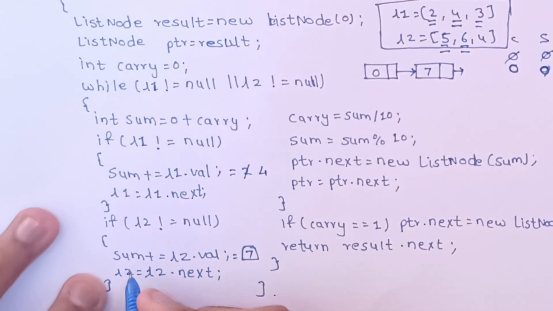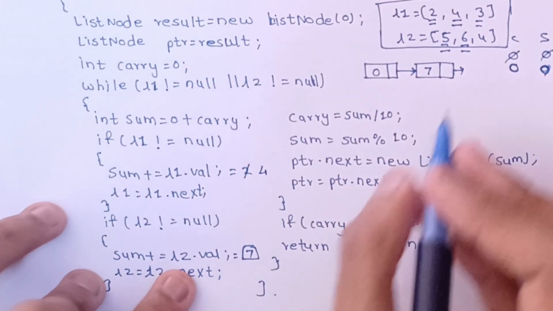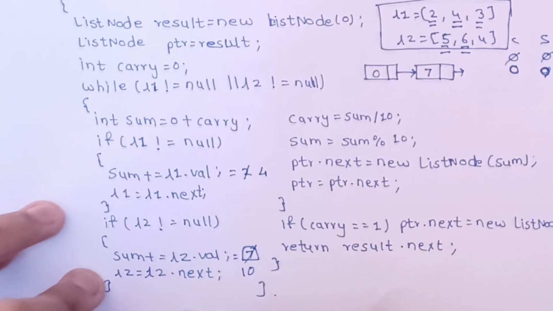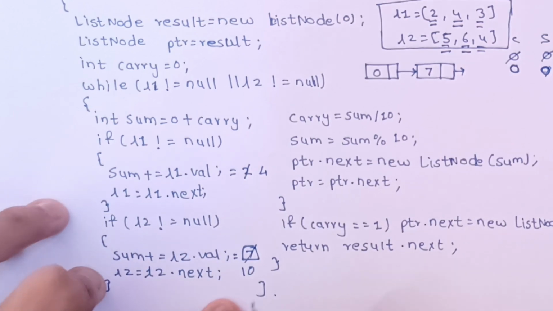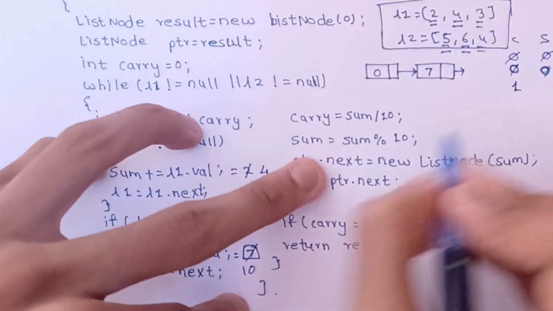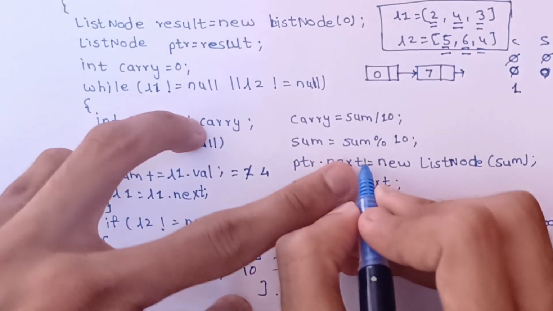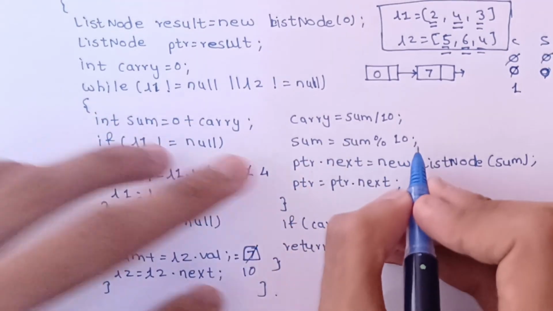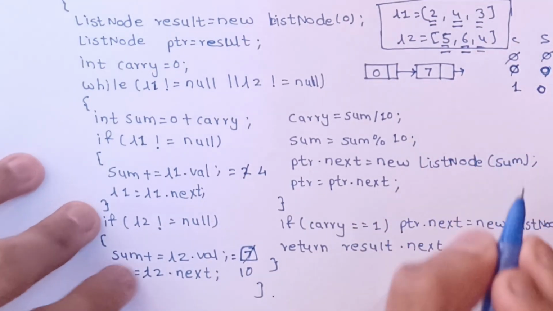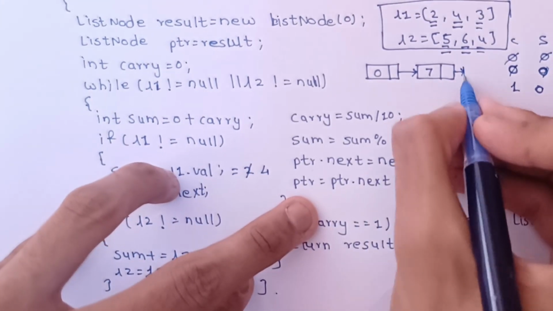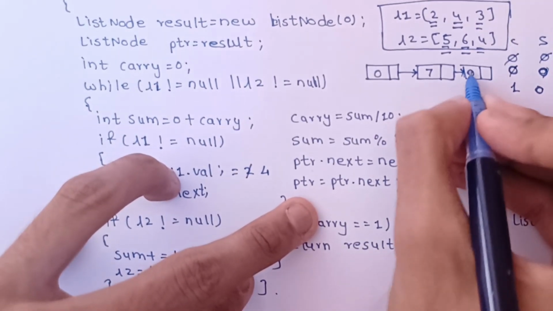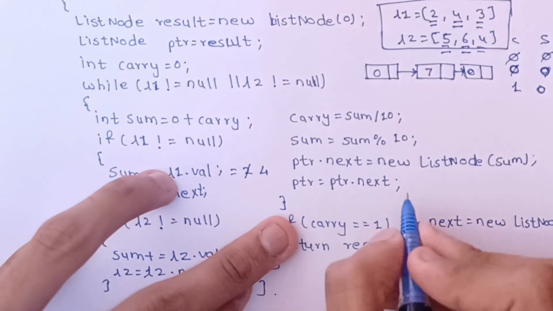So here sum is equal to sum plus value of L2. This is cancelled, and the value of L2 is 6. 6 plus 4 is equal to 10, and we have to move forward. So 10. Now we have to take the carry. 10 divided by 10 is 1, so carry will be 1, and for sum we calculate 10 modulo 10. What will come? The remainder is 0, so sum will be 0. So this is an output, and we have to create one new node and put the value of sum in that new node. Now sum value is 0, so 0 is put. Now we have to create one pointer.